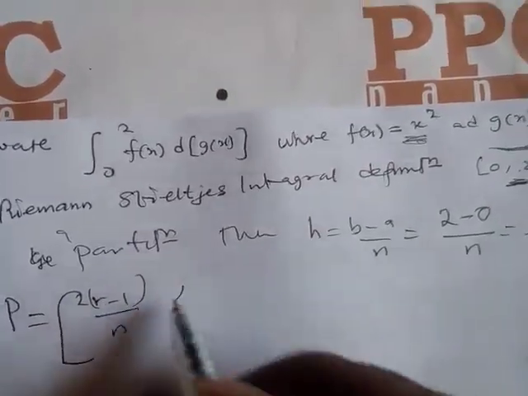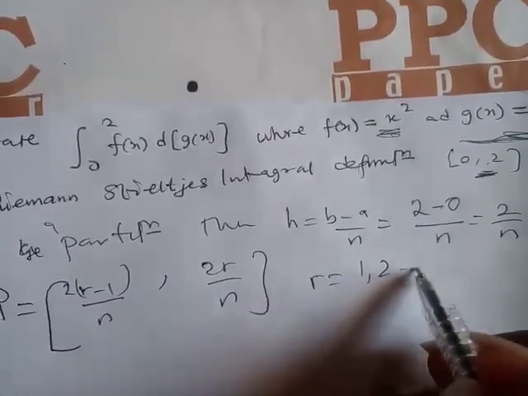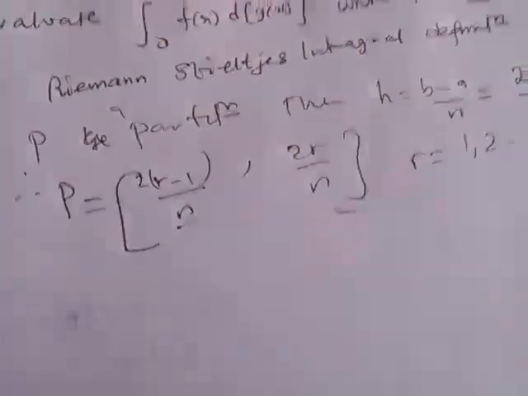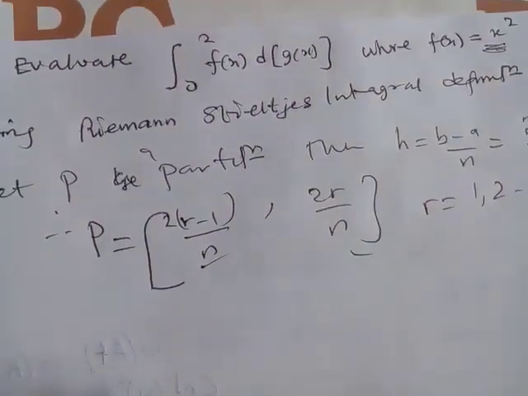That is it, comma R times this. That is 2R over N, so R runs from 1 to N. So we have known our partition. This will always be our infimum and this will be our supremum. So that's the short form of our partition.